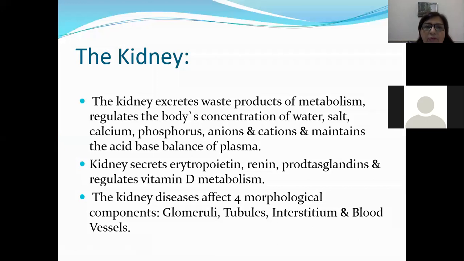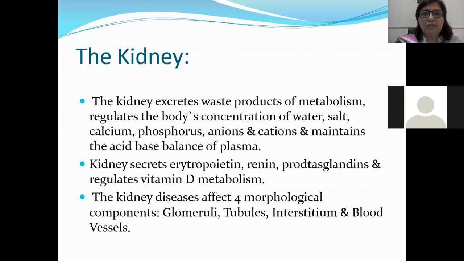The kidney, as all of you know by your physiology, excretes waste products of metabolism. It regulates the body's concentration of water, salt, calcium, phosphorus, anions, and cations, and maintains the acid-base balance in the plasma. Kidney secretes erythropoietin, renin, prostaglandins, and regulates vitamin D metabolism. Erythropoietin, you know, is very important for the formation of red blood cells. Renin angiotensin mechanism is there to maintain the blood pressure. Then prostaglandins and vitamin D metabolism is also done by the kidney.